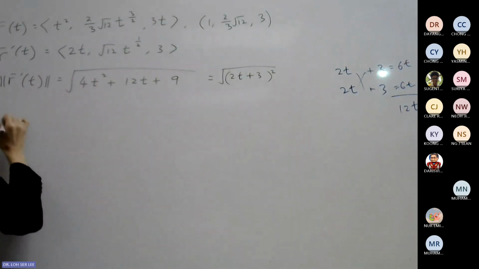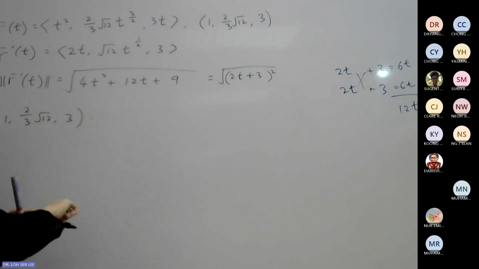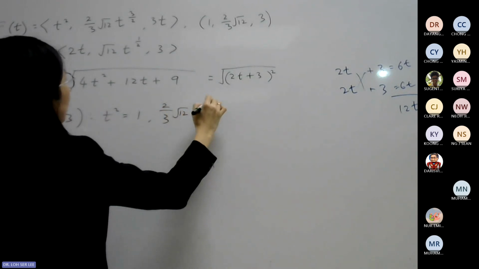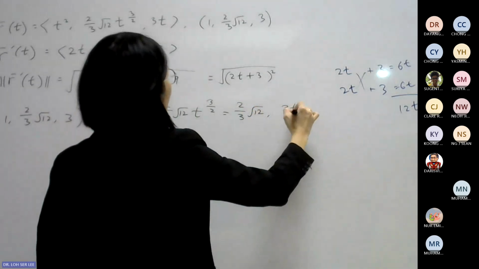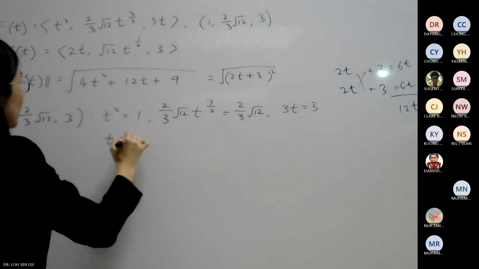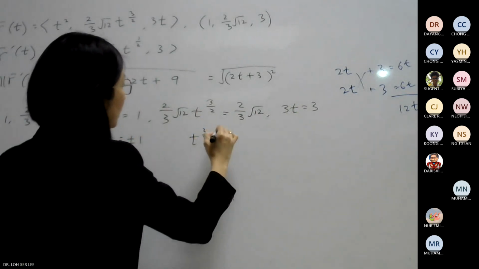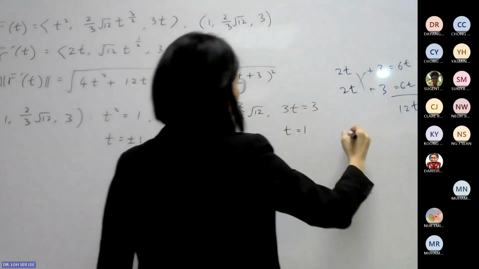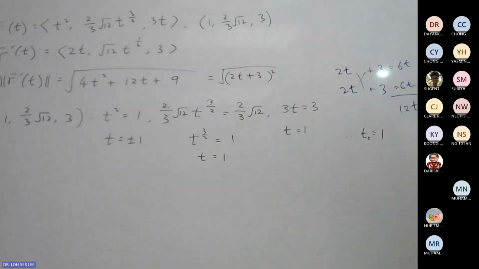And then from the starting point, you let the first component function be 1, the second component function be 2 over 3 as well, and 3t equals 3. Okay, so t naught is 1. t naught is 1.